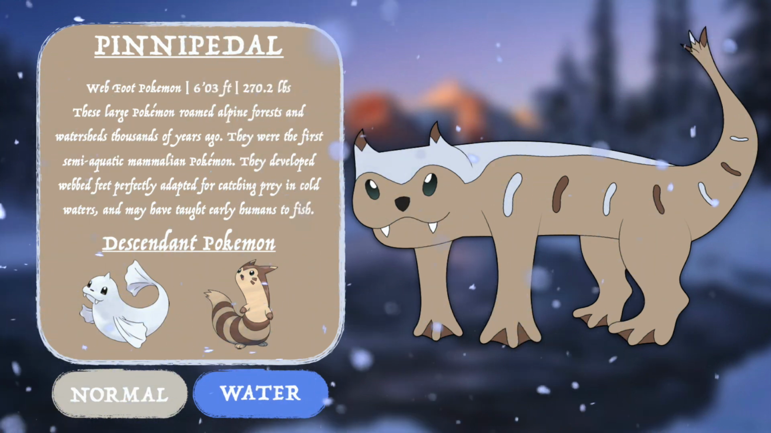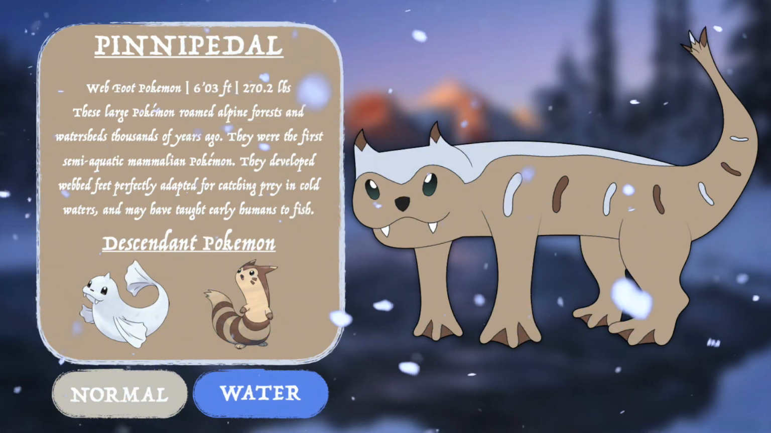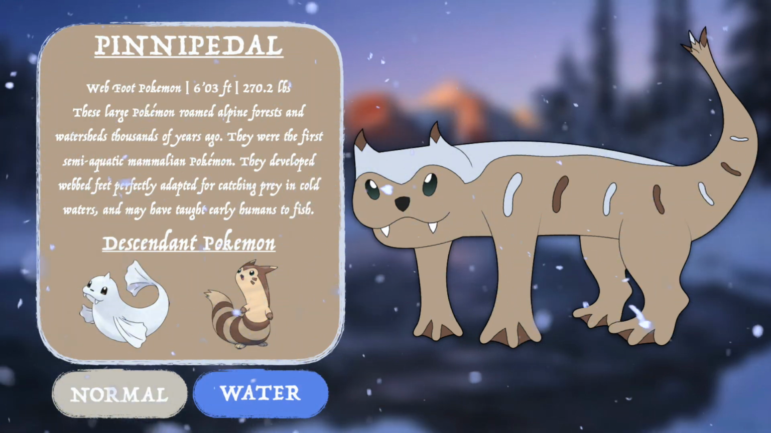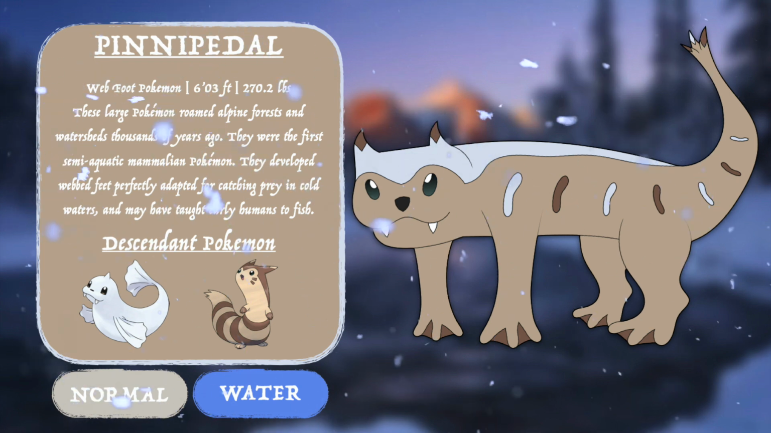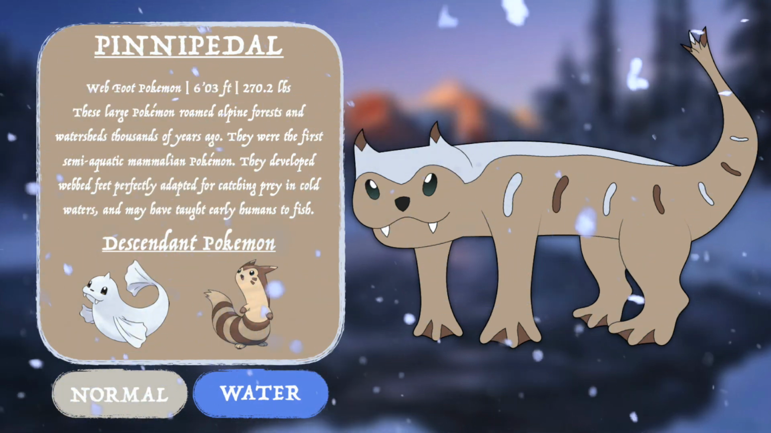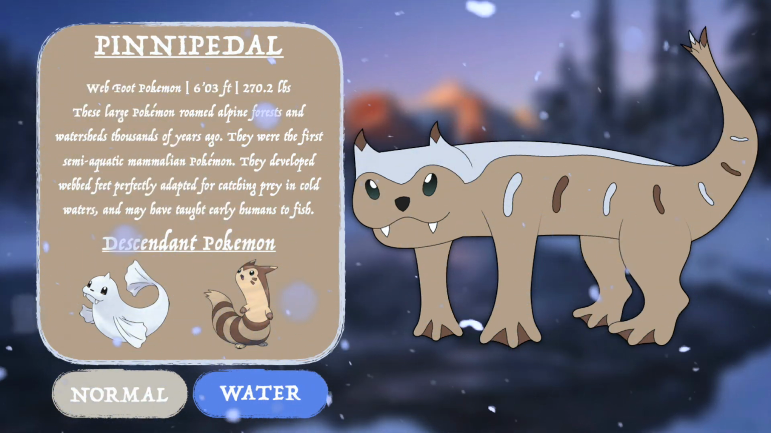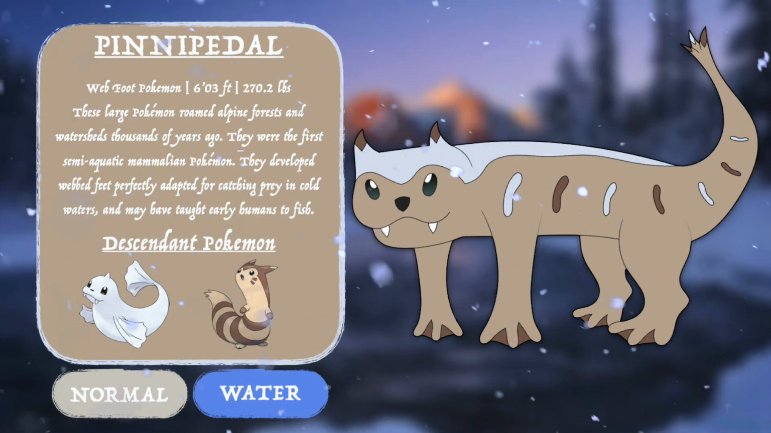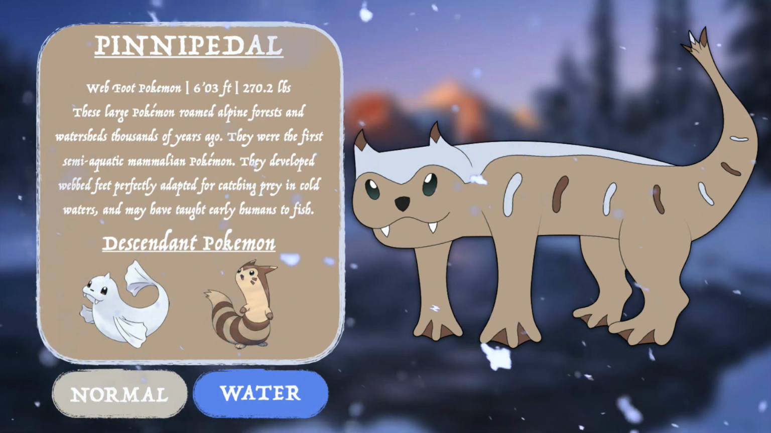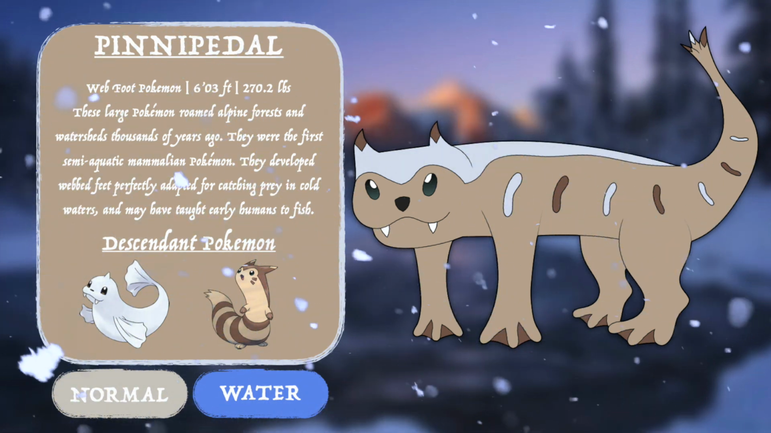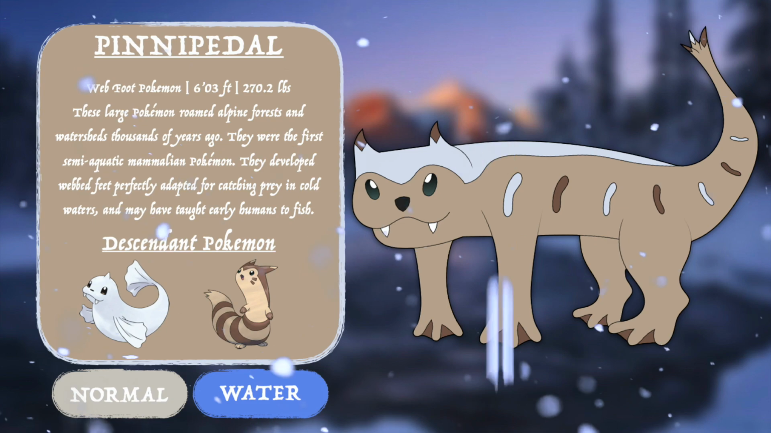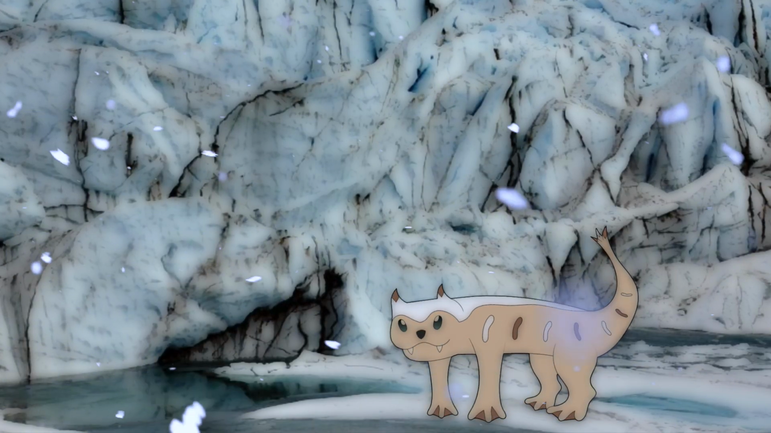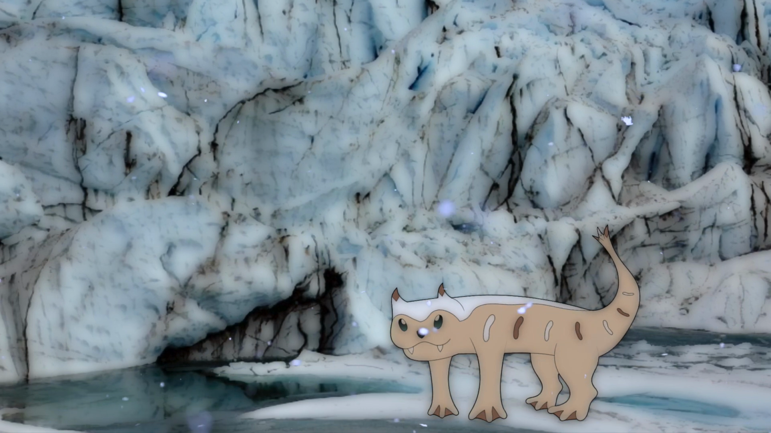They developed webbed feet perfectly adapted for catching prey in cold waters, and may have taught early humans how to fish. So these Pokemon are, just like Dregiel, relatively simple anatomically. That's because I tried to incorporate characteristics of two Pokemon that I think were some of the first modern mammal Pokemon, Furret and Dewgong. I also captured elements of both here, where Pinnipedal would be a creature that evolved from smaller woodland creatures, and it became a large enough predator that it grew a long body and it became one of the top predators in ancient versions of Kanto and Johto, back in the Pokemon equivalent to the Ice Age.